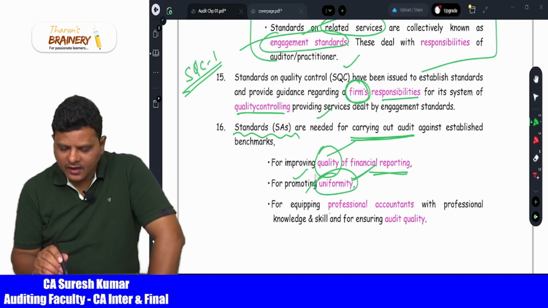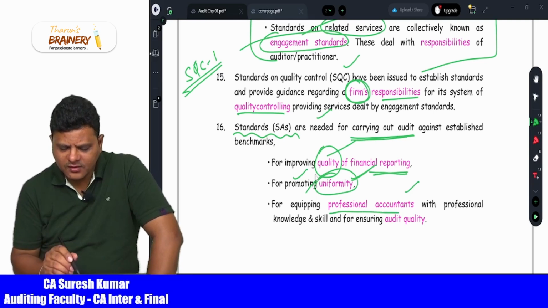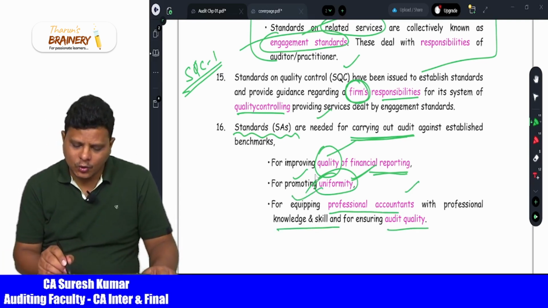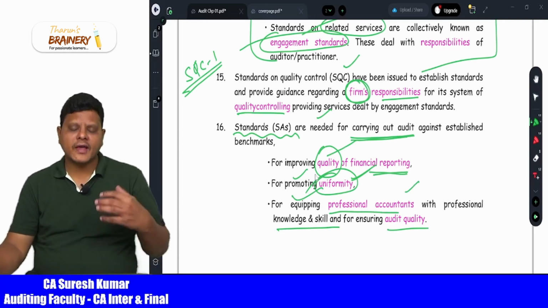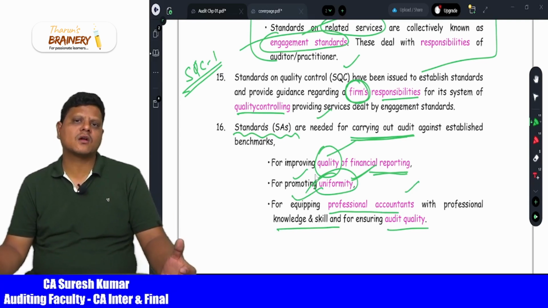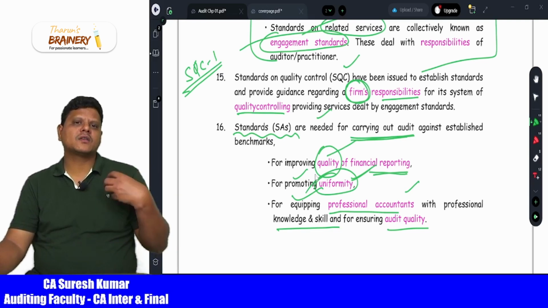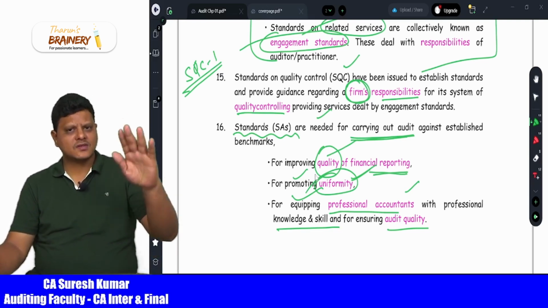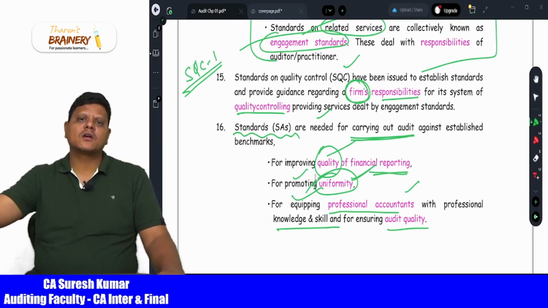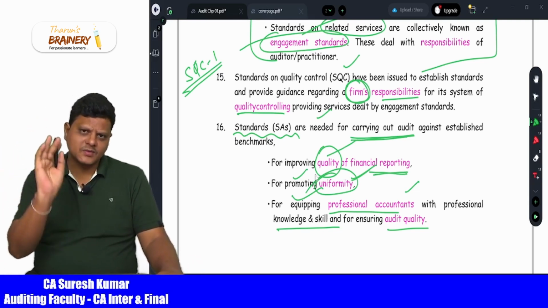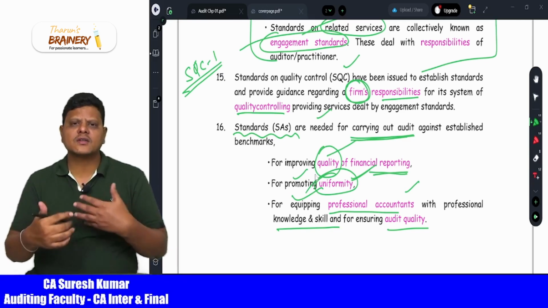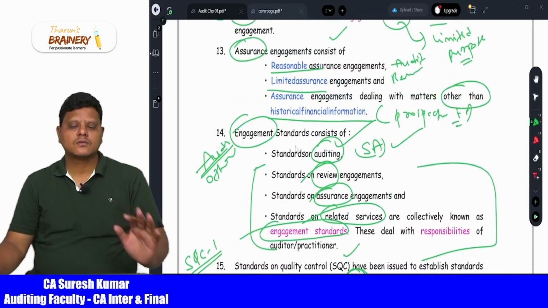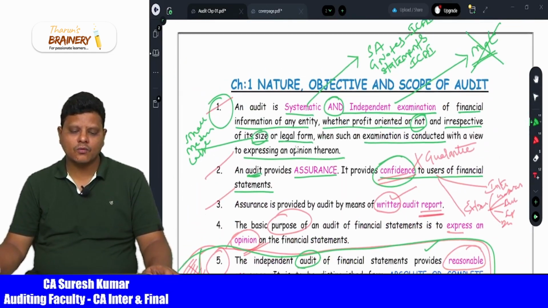Now, professional accountants need professional knowledge and skill for ensuring audit quality, and in order to equip chartered accountants with knowledge and skill, when I apply standard number 240, responsibility of the auditor for fraud reporting, the same standard should be followed by every other chartered accountant, so that all auditors follow uniformly in India. So this is the summary of chapter number 1.